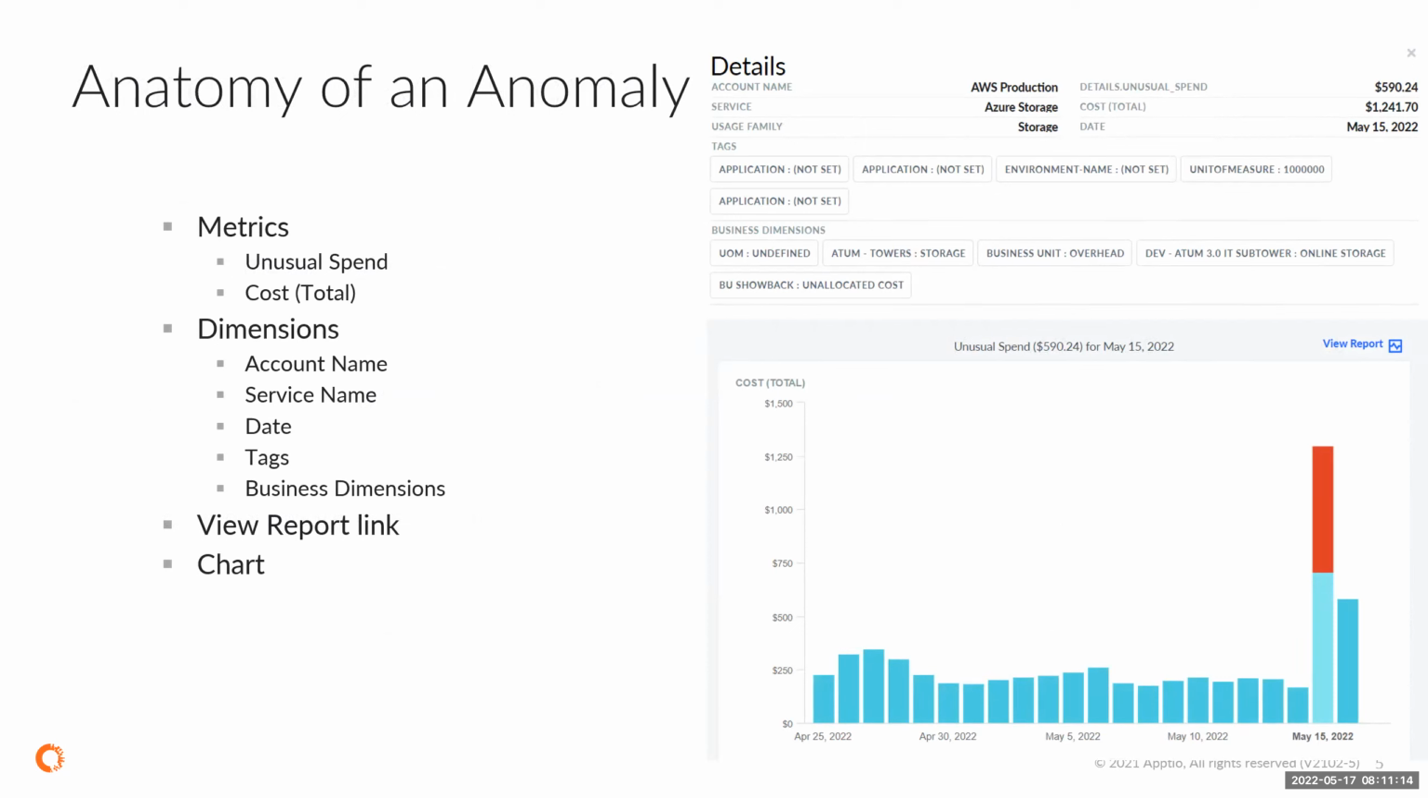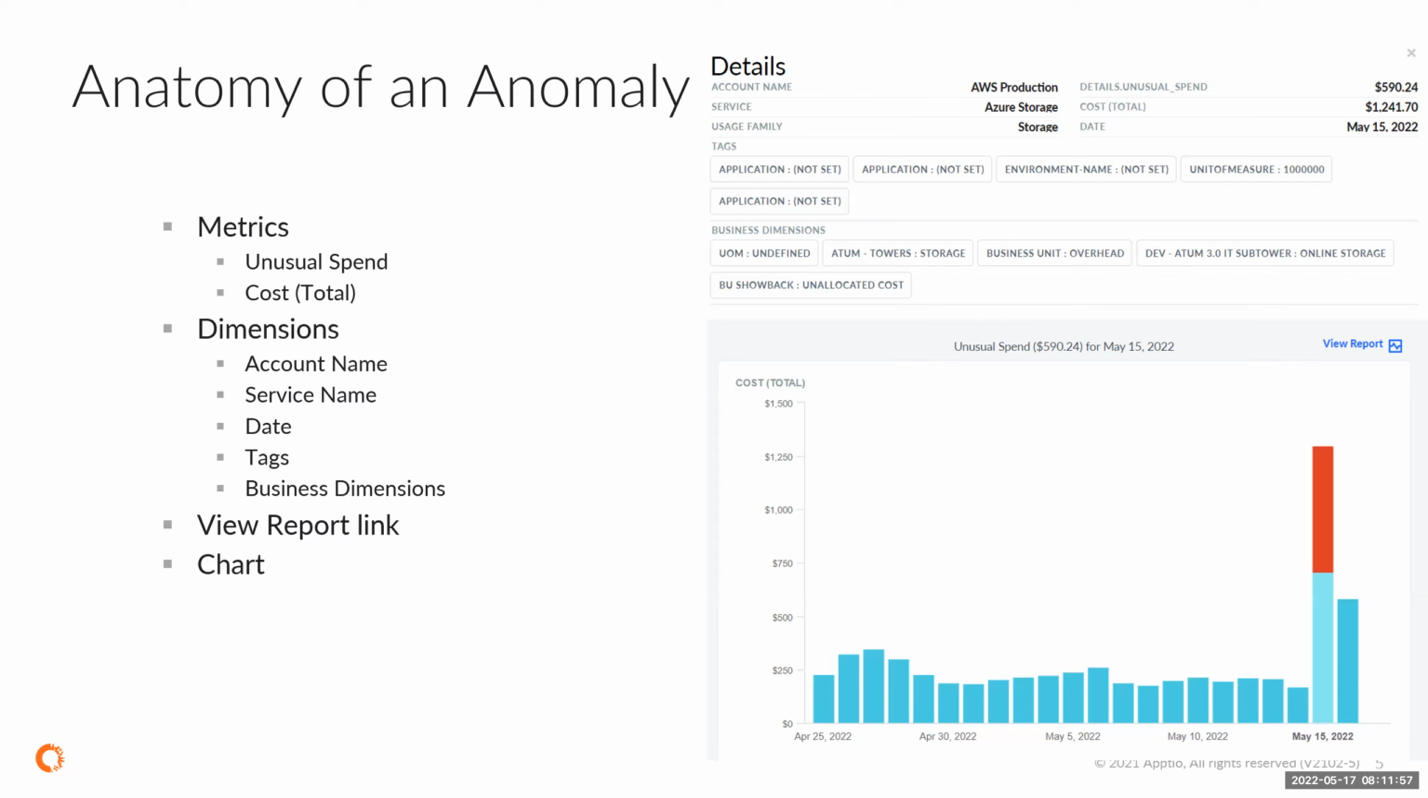So in this particular case, we had some Azure storage with a usage family of storage. So this is looking at blob storage specifically. And a pretty large increase happened just the other day, May 15th. It's now the 17th, right? And of course, we caught this pretty quickly too, right? I just put this deck together yesterday, so we noticed this pretty quickly, and that's really the benefit. We want to do this as quickly as possible.